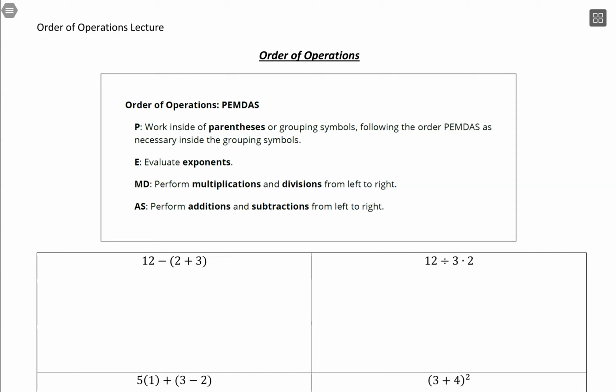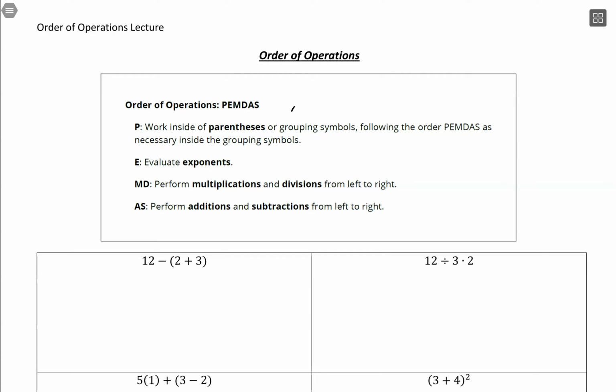So with order of operations, we follow this phrase called PEMDAS. So that's PEMDAS right here. What it does is it gives us an order to follow when we're simplifying expressions. So the P represents parentheses, which are grouping symbols.